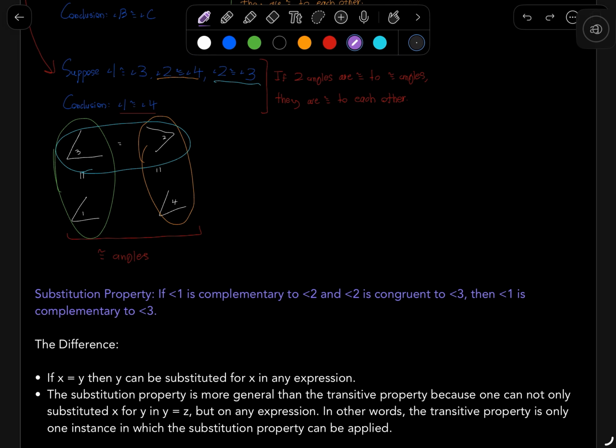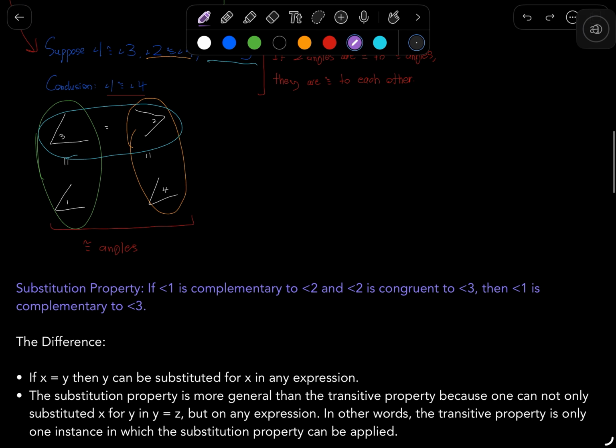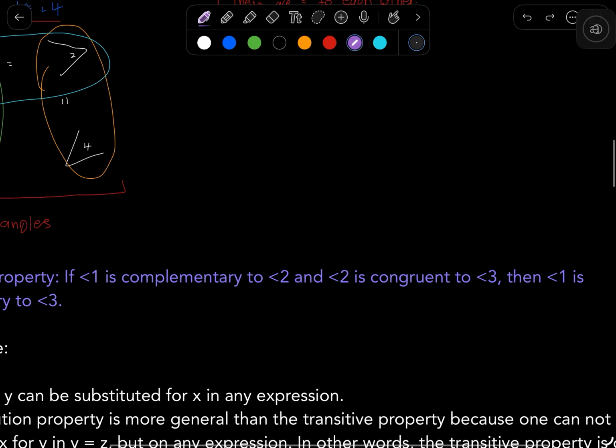Okay, next up is the substitution property. And the reason I like to go over substitution too is because it's more of a general case, and I'll get to that. But if you have angle 1 is complementary to angle 2, and you're also told that angle 2 is congruent to angle 3. Well, think about it like this.